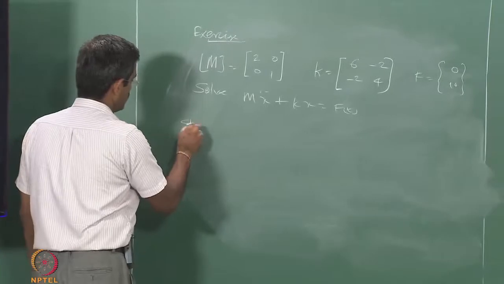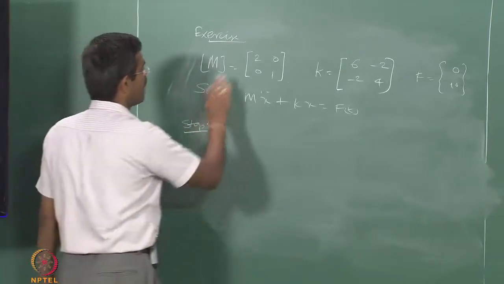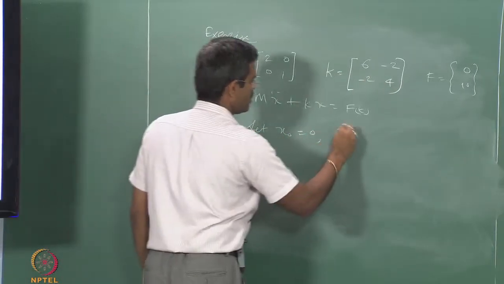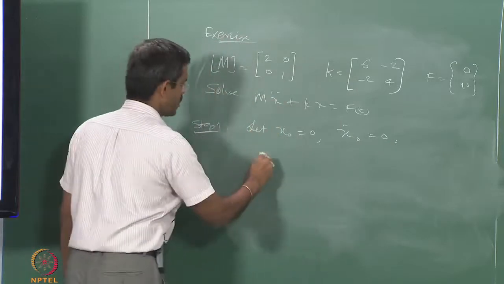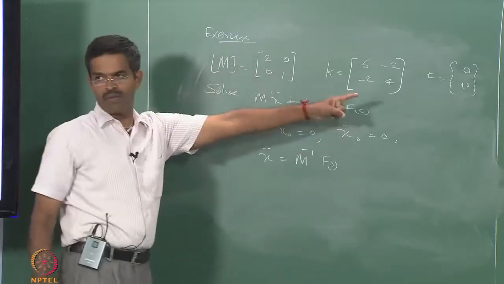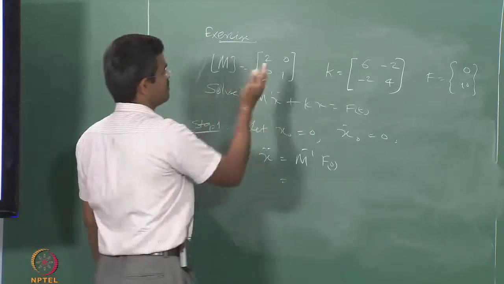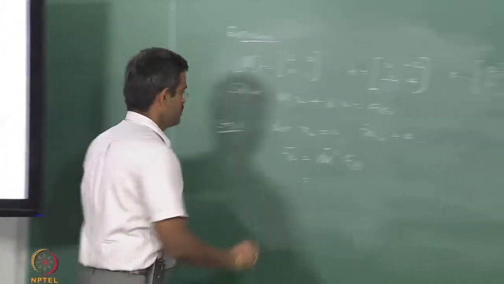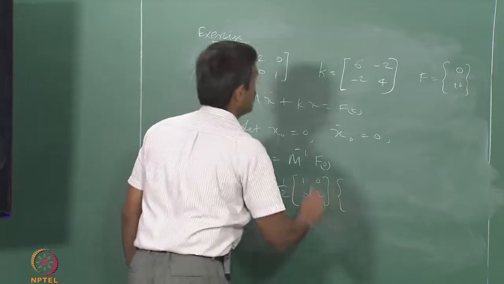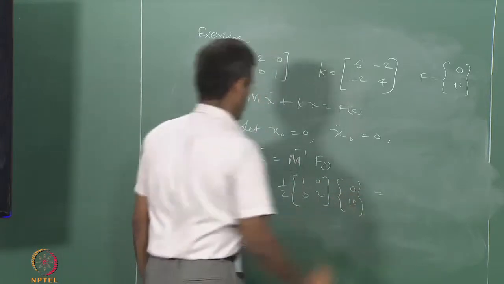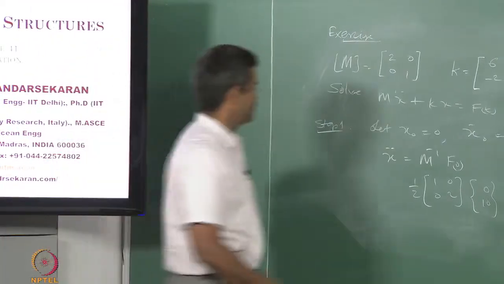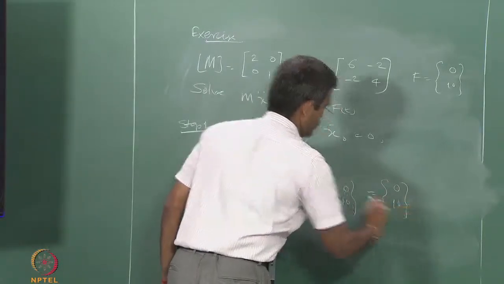So, step number 1, as you see from there, I have the mass matrix, K and F. So, let x 0 be 0, x dot 0 be 0. So, x double dot can be mass inverse of f of 0, which is available here. Can you just find out this mass inverse of this? So, mass inverse is going to be 1 by 2 of 1 0 0 2 of 0 10, which is going to be 0 10.